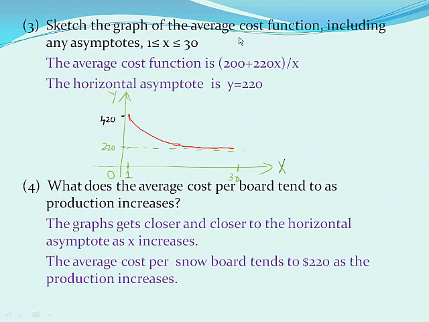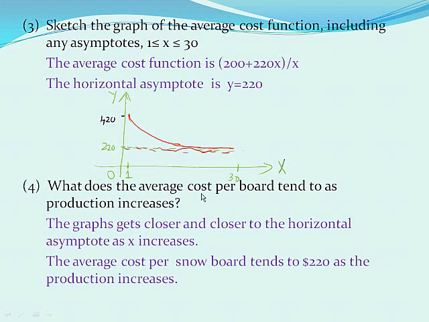Sketch the graph of the average cost function including any asymptotes. We know that the average cost function is 200 plus 220x divided by x. Here the horizontal asymptote is y is equal to 220. Here is the horizontal asymptote, which is y is equal to 220.